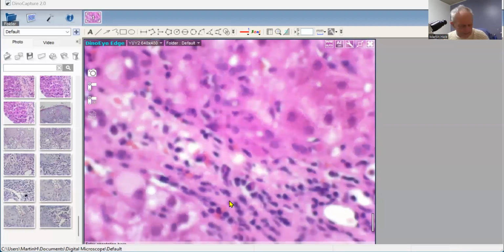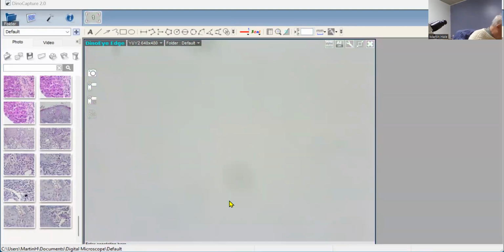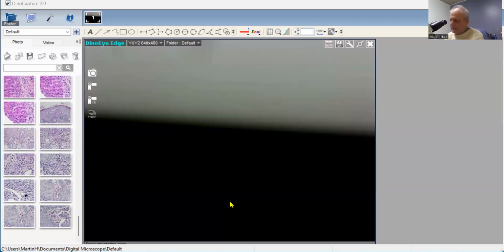So that's the morphology. And then when we look at the Sirius red, so remember last time we saw the chicken wiring, okay?